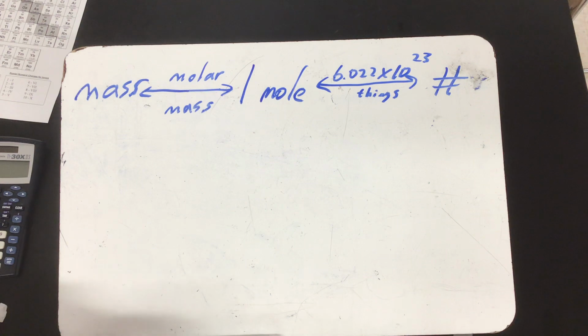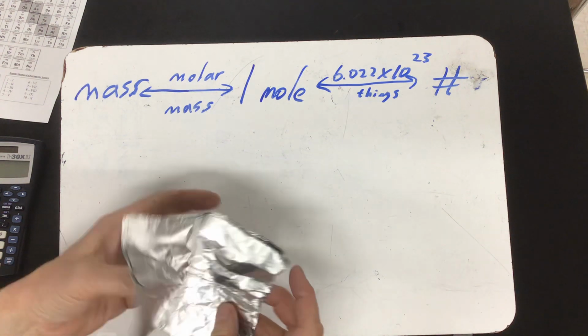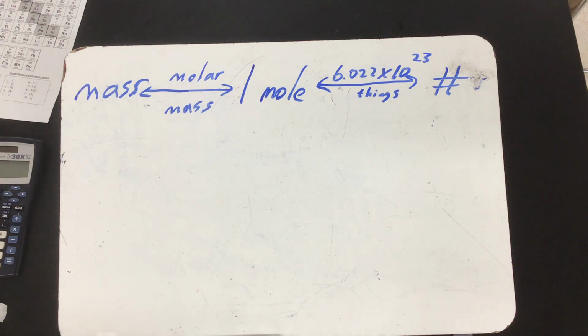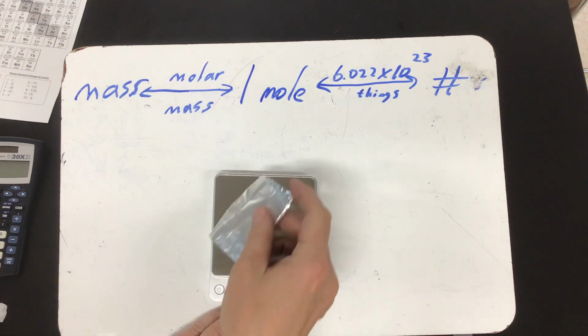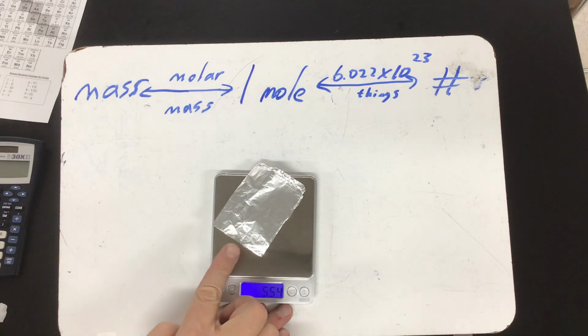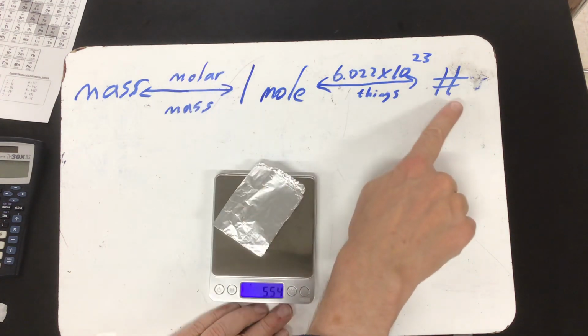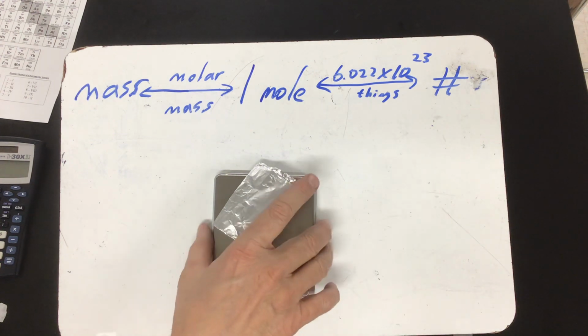I have a sample of aluminum. It's just a sheet of aluminum that I have folded over to fit on the scale. Okay, so we can put it on the scale, tare out the weight, put it on there, and this weighs 5.54 grams. So I want to be able to take the mass of that 5.54 grams of aluminum, and I want to be able to convert it and figure out how many aluminum atoms are in there.